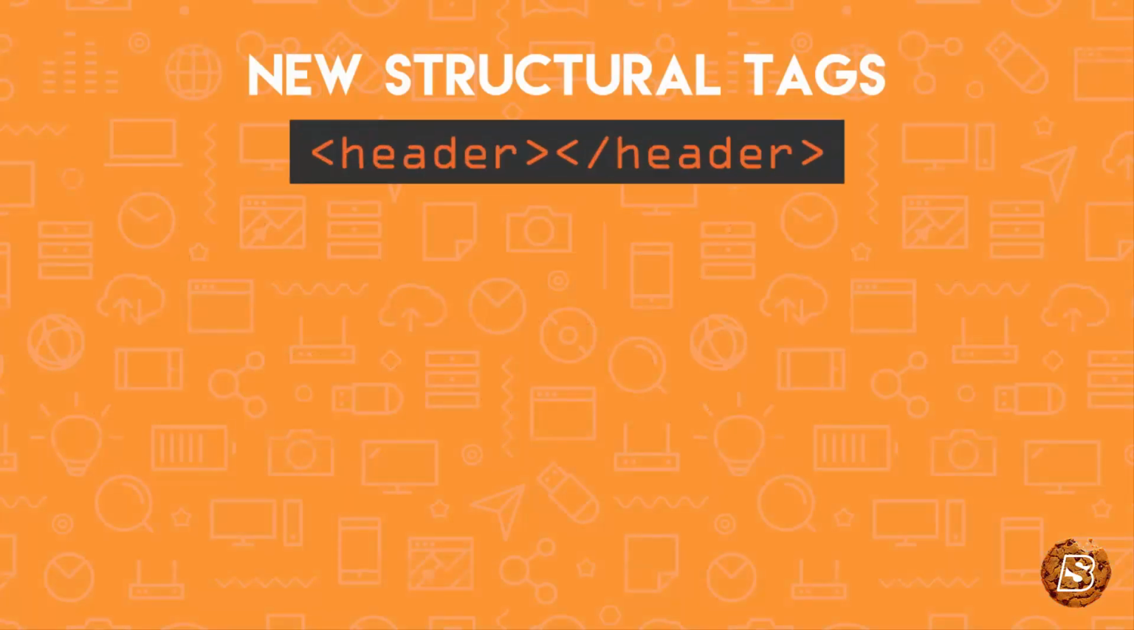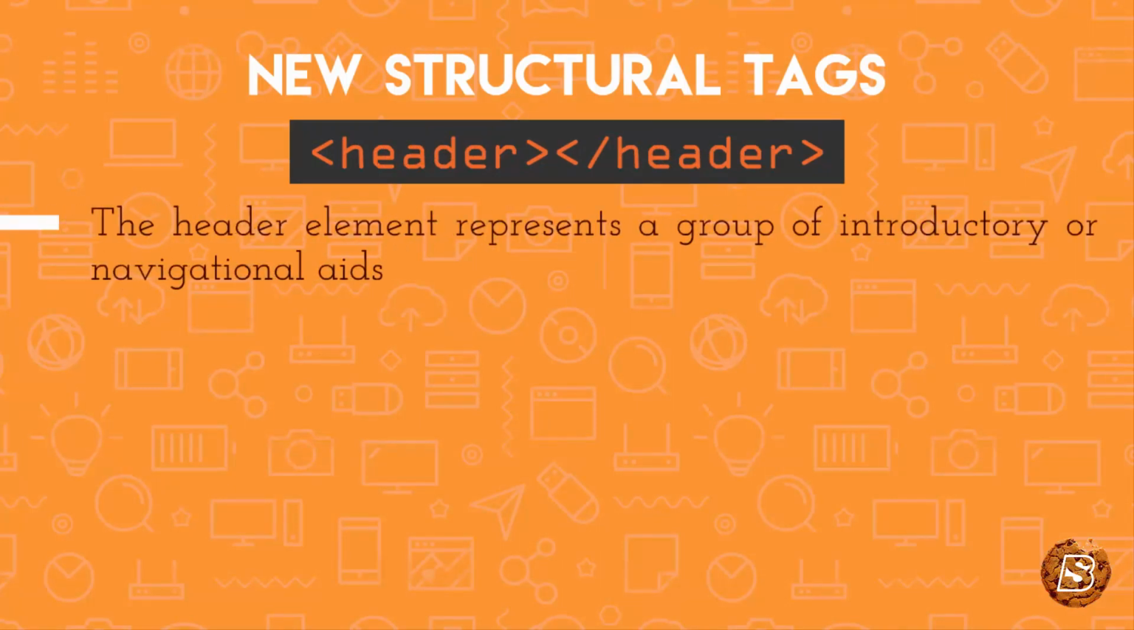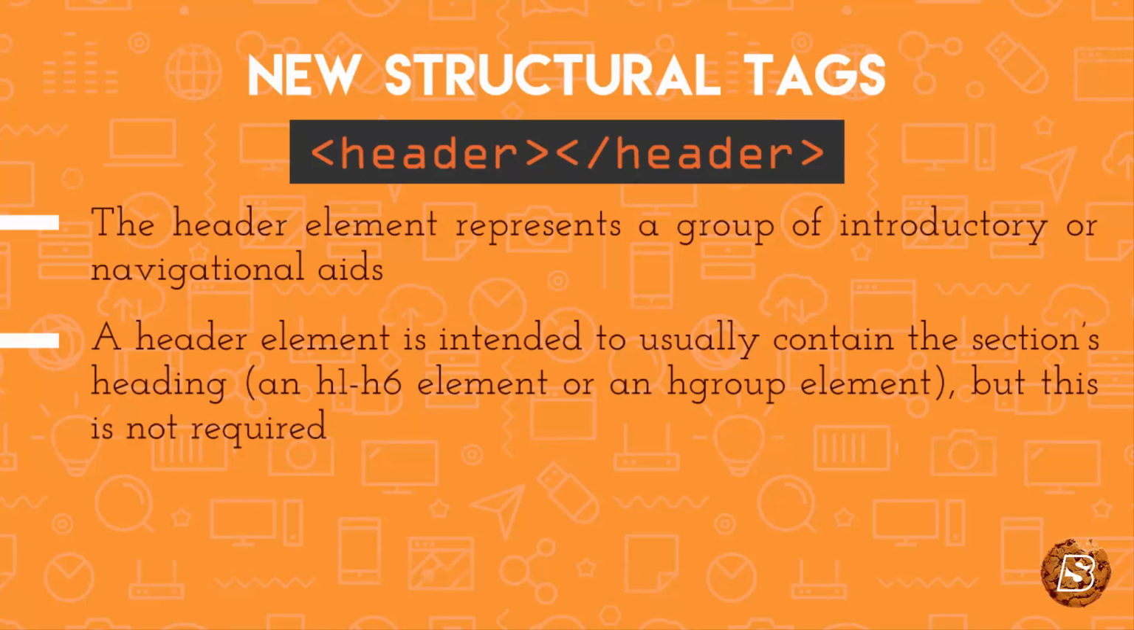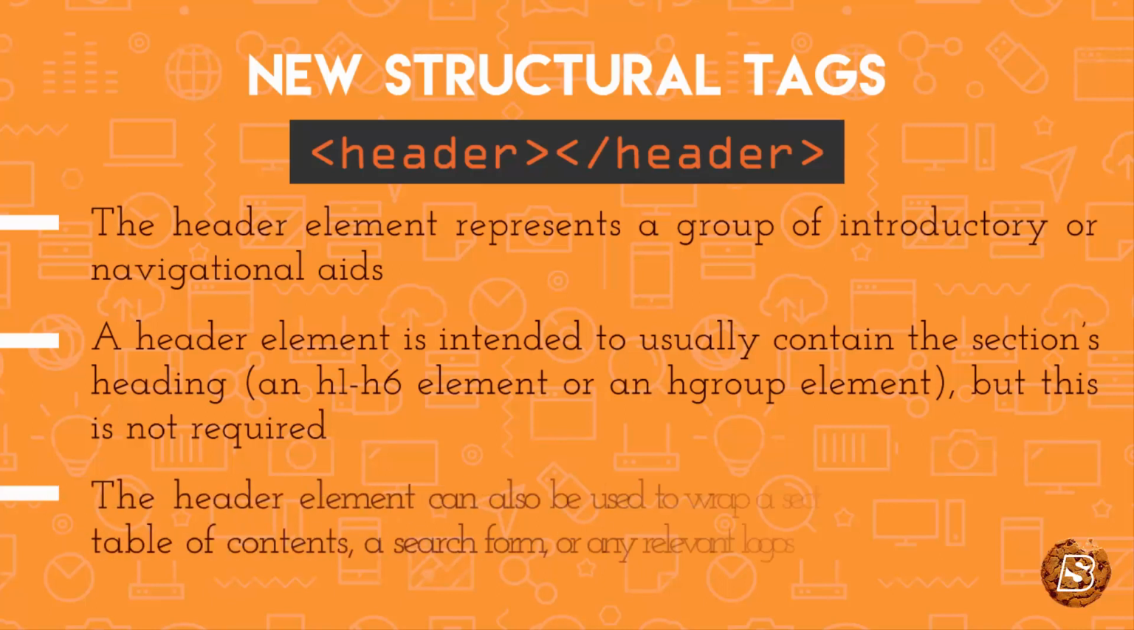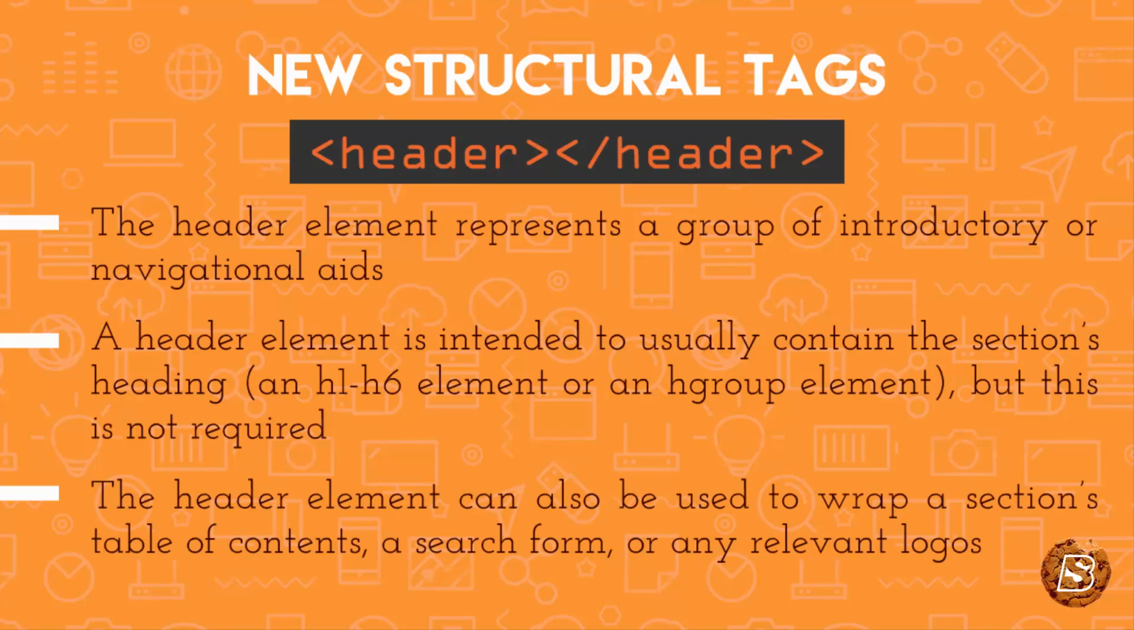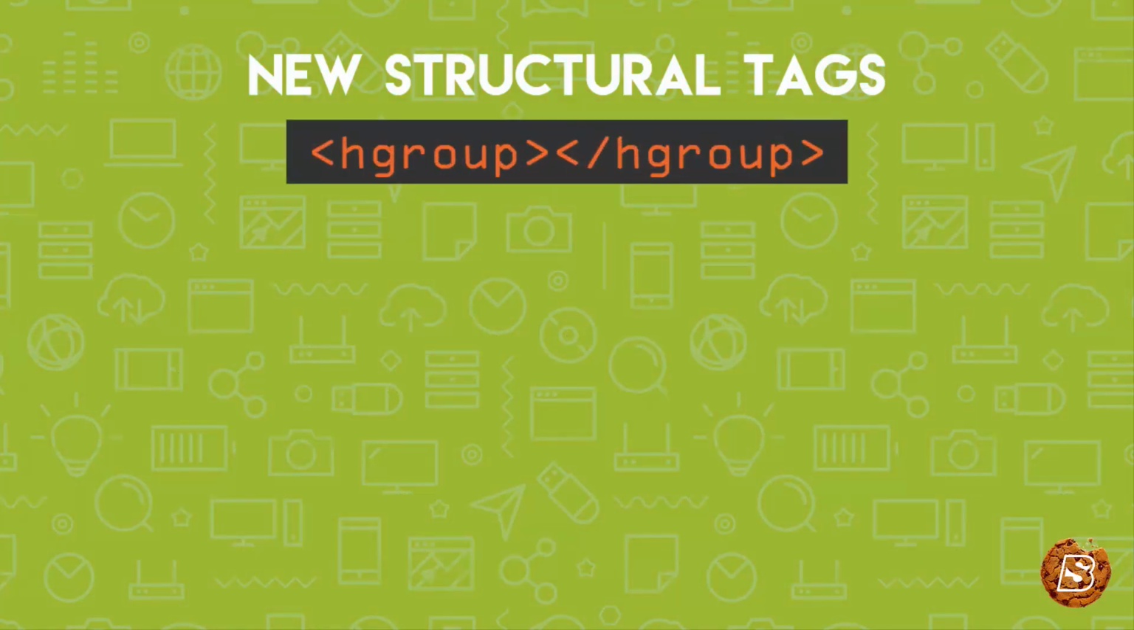Then we have the header tag. This tag represents the header of a section. The specification defines it as: the header element represents a group of introductory or navigational aids. A header element is intended to usually contain the section's heading, for instance an H1 to H6 element, or an hgroup element, but this is not required. The header element can also be used to wrap a section's table of contents, a search form, or any relevant logos.